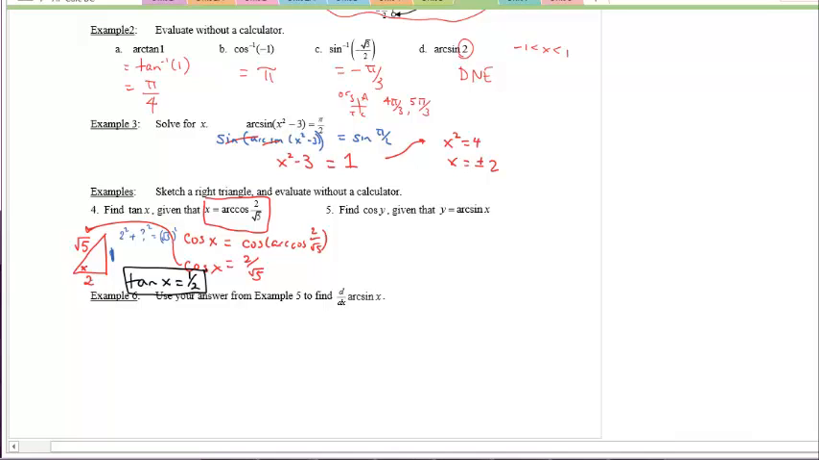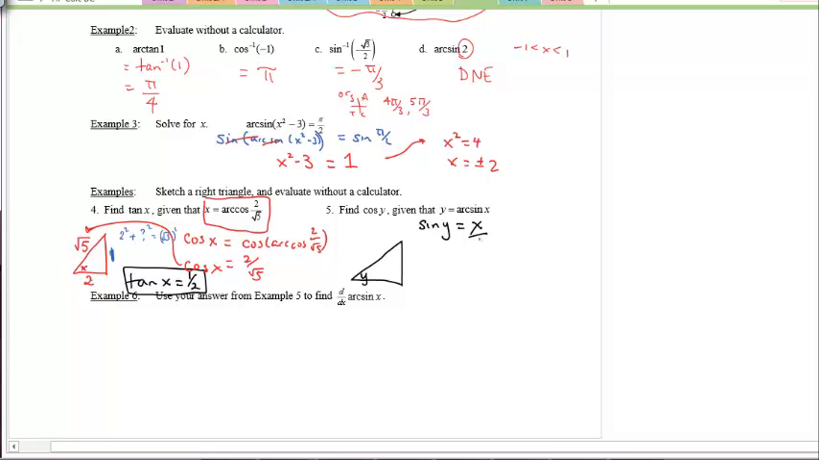Can you try the same idea for number 5? The only difference now is you're not given a value for the arc cos or arc sine. You're just given a variable, or x. But we do it the same way. So I will take the sine of y equals arc sine of sine, that's just sine, which is x. So now in this example, what I'm saying to you is let's draw a picture where the angle is y. And remember, sine's definition is opposite over hypotenuse.